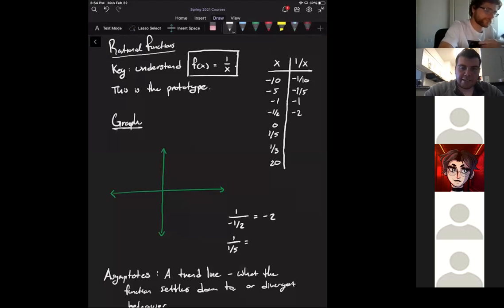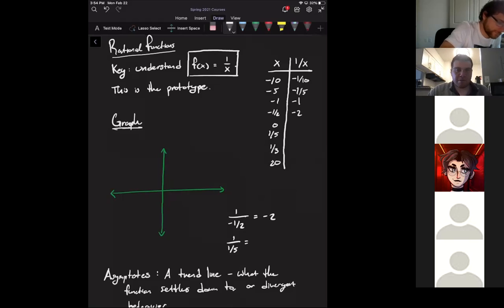Jen in the chat just asked if I have a good fraction refresher video, or she asked if anyone else does. I don't. I would probably just look on Khan Academy, but if someone else does and they want to put that in the chat, that would be good.